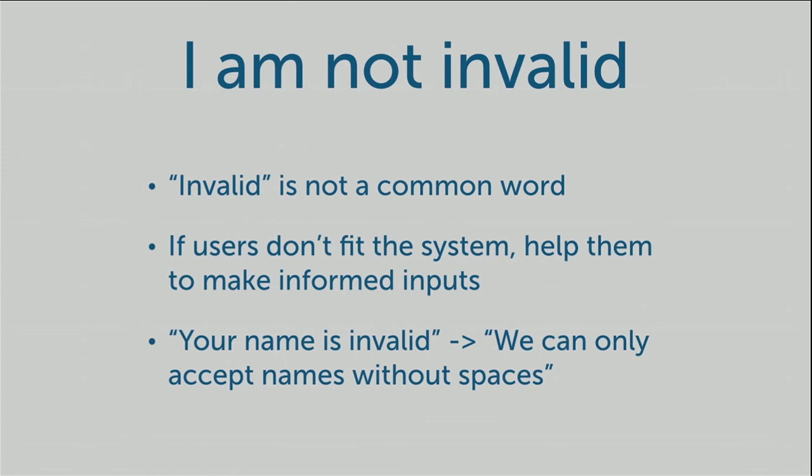We're very restricted on the characters we can allow in names, which is infuriating. But you can't just say to someone your last name is invalid, because it's not, it's their last name. Help them make an informed input. Instead of saying your last name is invalid, you say, we can't accept your last name with spaces. And then you go, oh, this is annoying, but maybe I can use capitals to show they're 2 words, or put a hyphen in, or those kinds of things.